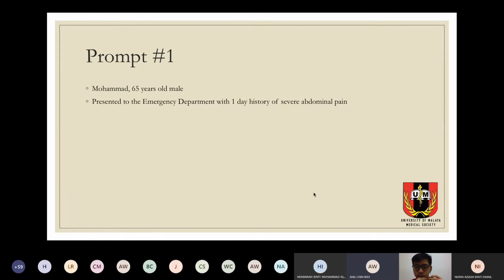I want you to think about, from that clue, the first prompt, what can be the problem? What can be the differentials? Give me a list. It can be 5 to 10 differential diagnoses from just that. So your prompt is a 65-year-old man, fairly short history, and severe abdominal pain. What are the conditions that present very acutely in a 65-year-old man? Okay, so I think we can open to the floor. Anyone wants to try?